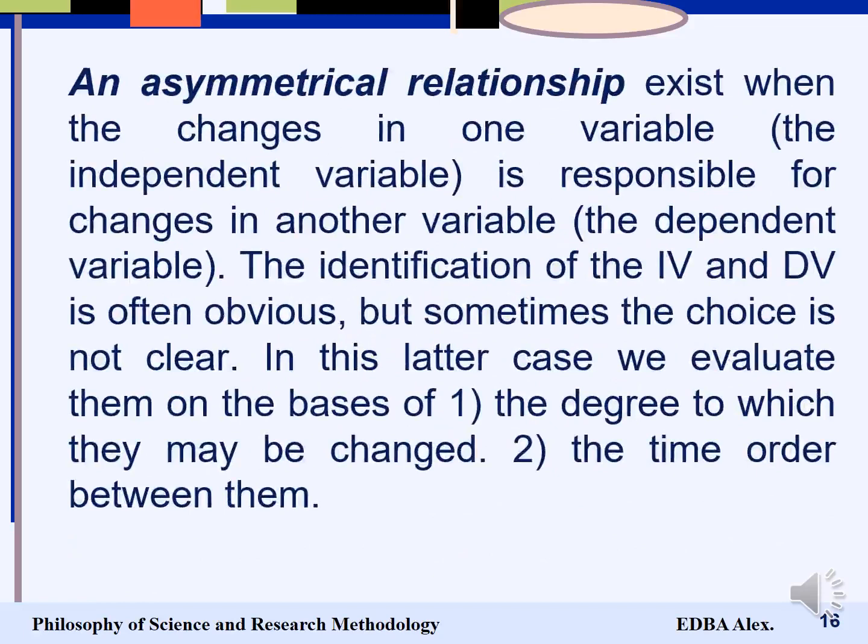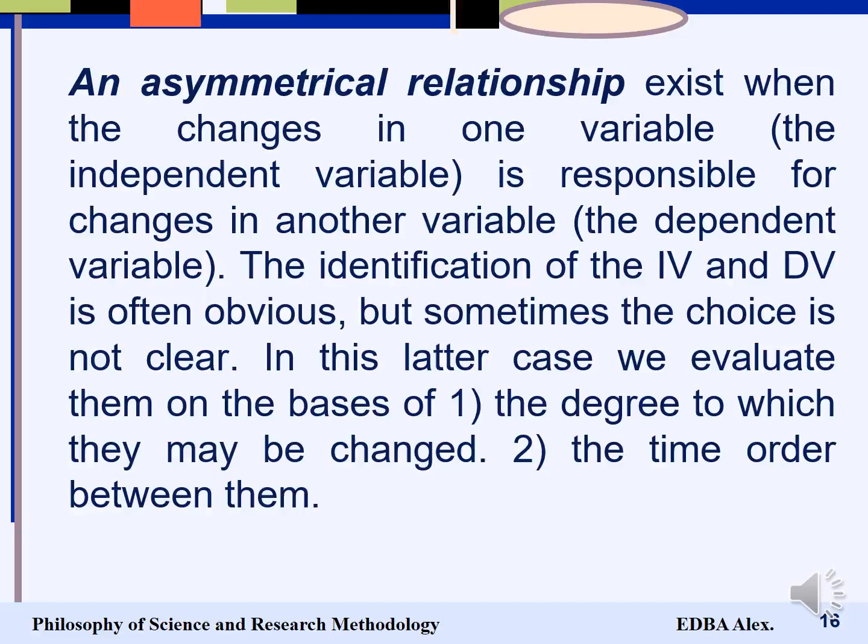The asymmetrical relationship exists when the changes in one variable, here called the independent variable, are responsible for the changes in another variable, which is the dependent variable. Here we have a very clear independent and dependent variable. We have a causal relationship. One of the variables, the independent one, causes the other, the dependent one. So the problem is in the identification.